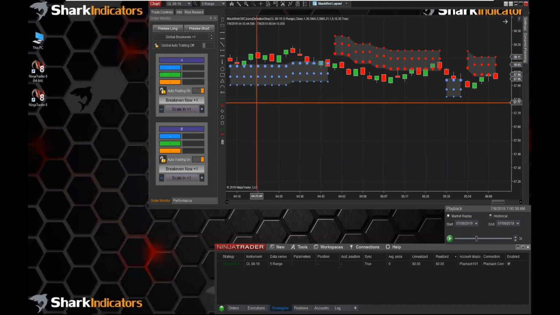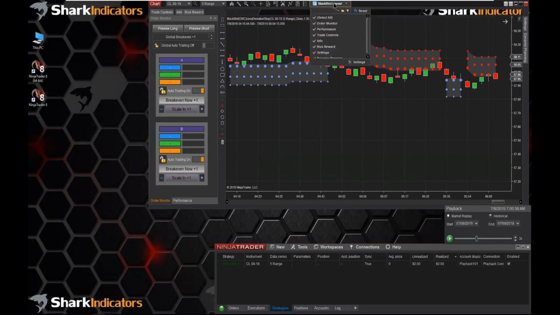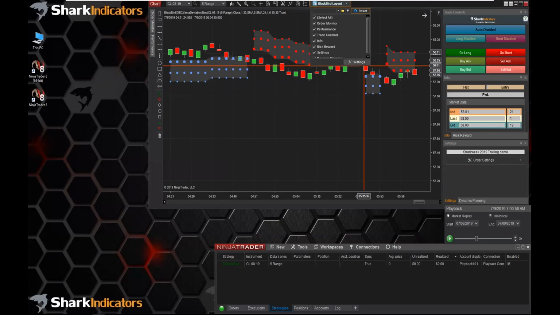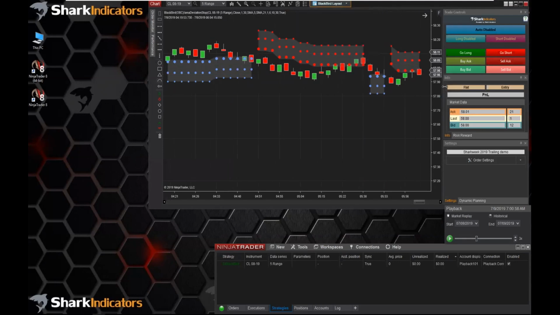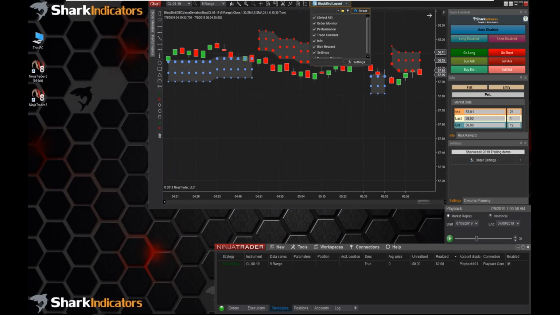But if you do mess things up, there's always a safety button here. So you can go into BlackBird's layout and hit the reset, and you can reset it back to defaults. And there you go. Everything's all restored back to the default settings, and you're up and running again. So, yeah. But you can also save the settings here.